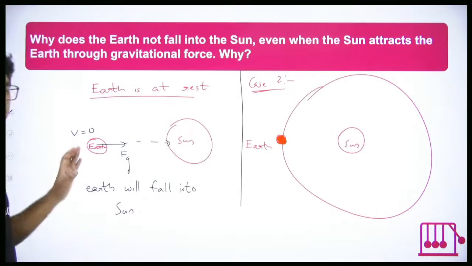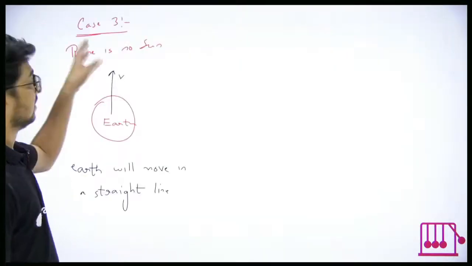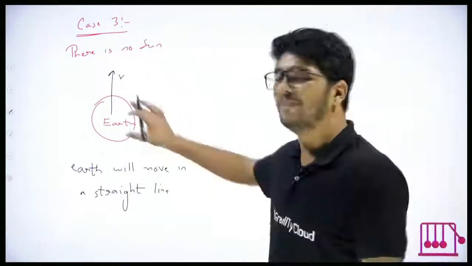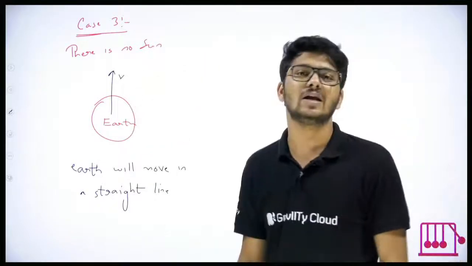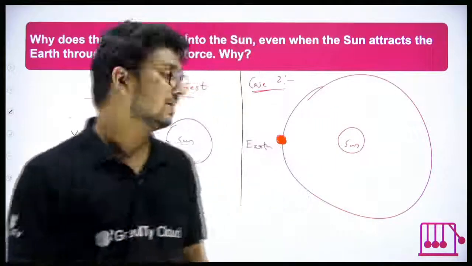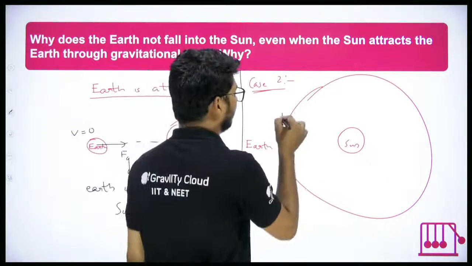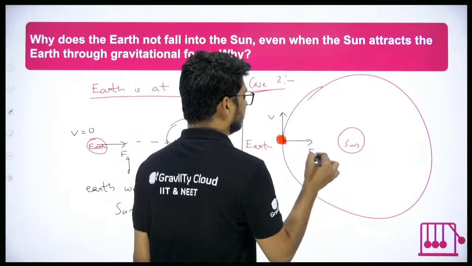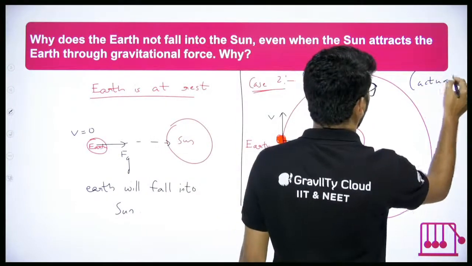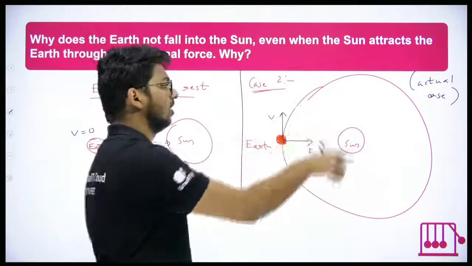Yes? So when the Earth is at rest, there is sun. Earth will fall into sun. Okay. But when there is no sun, which means there is no gravitational force, but Earth is moving, in that case, how will Earth move? Earth will move in a straight line. But when it comes to the actual case, when Earth has a velocity and there is gravitational force, the actual scenario, what's happening here? What's happening is Earth revolves around the sun.